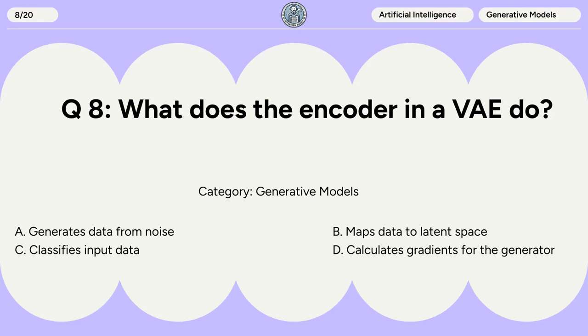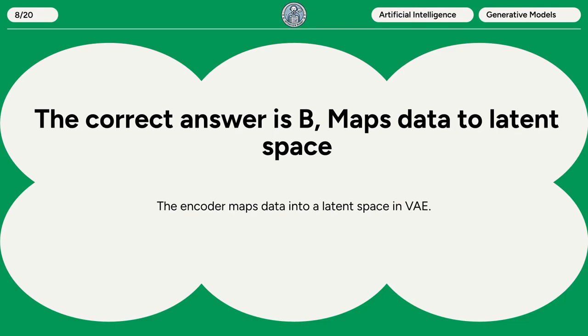Question 8. What does the encoder in a VAE do? A. Generates data from noise. B. Maps data to latent space. C. Classifies input data. D. Calculates gradients for the generator. The correct answer is B. Maps data to latent space. The encoder maps data into a latent space in VAE.